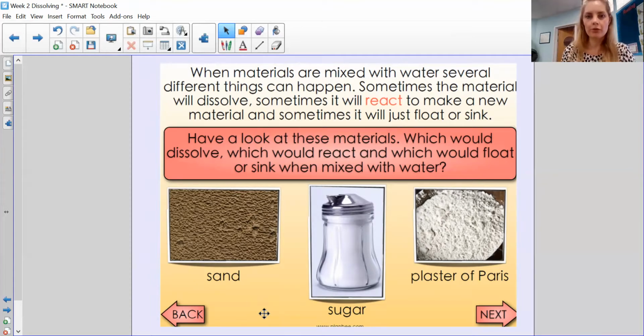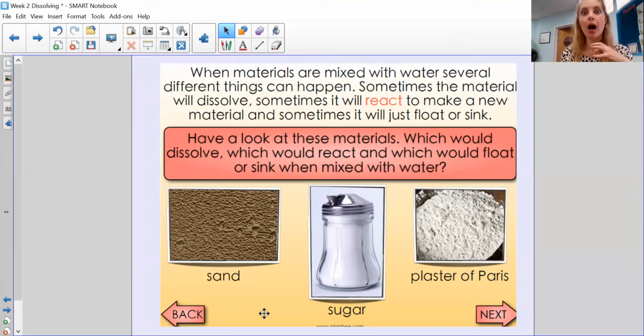So which one of those three do you think will dissolve? Now, hopefully you have said the sugar, because sugar is very similar to salt in terms of the particles. When we add it to water, it will dissolve. Okay, sand, if you take some sand and you put it in, some of the sand might dissolve. Most of it will probably just sink to the bottom. And then plaster of Paris will create a reaction.